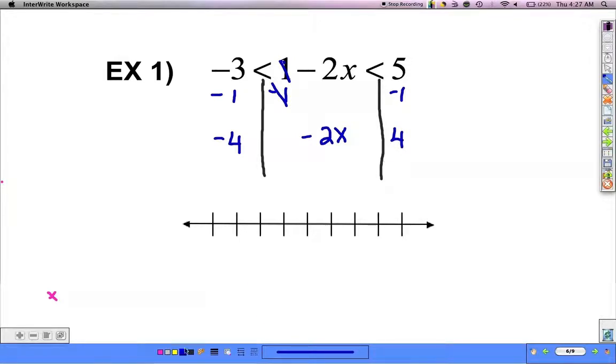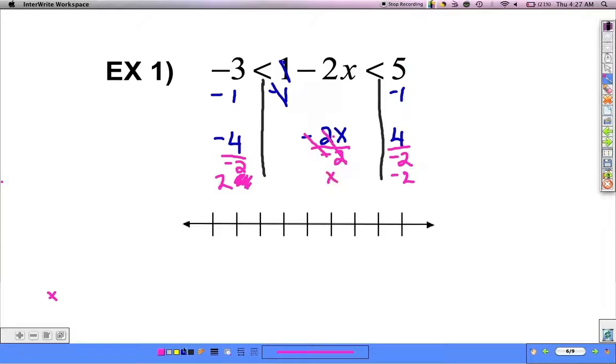Okay, and our next and really almost final step is going to be dividing all three parts by negative 2. Since this is negative 2 times x, I want to divide by negative 2. Negative 4 divided by negative 2 is going to give us positive 2. 4 divided by negative 2 is going to give us negative 2. We're going to bring down the x in the middle.